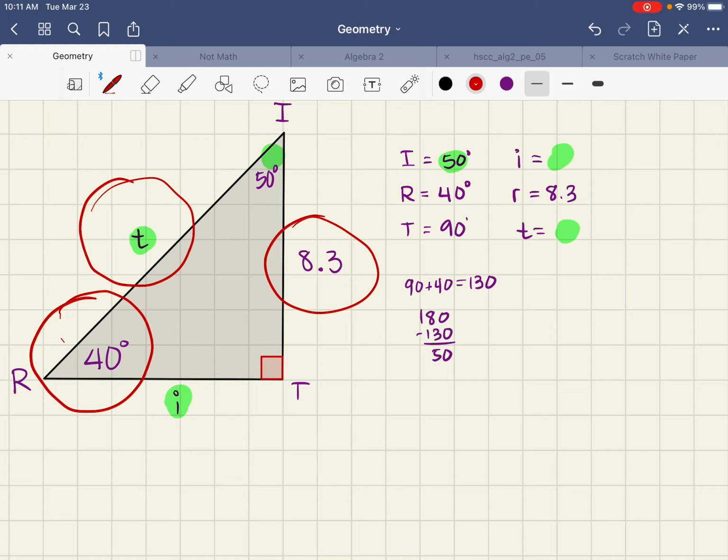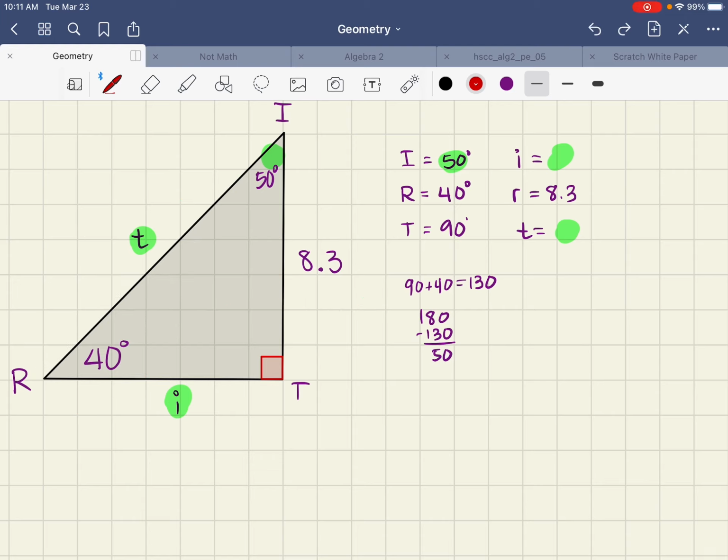When I look at this, this is the sine trigonometry ratio. Sine of 40, because we have the opposite of the 40 and we have the hypotenuse of the triangle. So we have the opposite leg and the hypotenuse. Of SOHCAHTOA, we're going to use sine. To solve for T, one more time, sine of 40 equals the opposite, which is 8.3, over the hypotenuse, which is T. So I'm going to write that out: sine of 40 degrees is equal to the opposite leg over the hypotenuse.